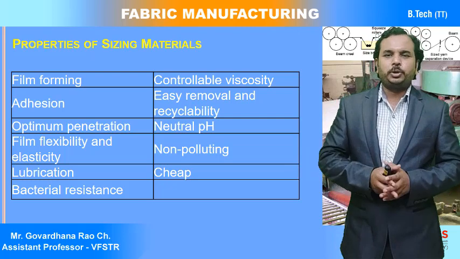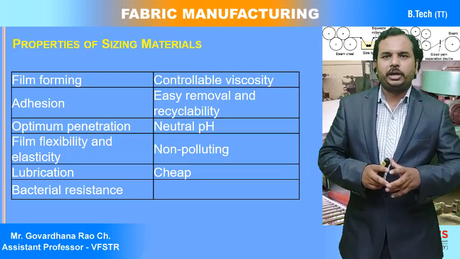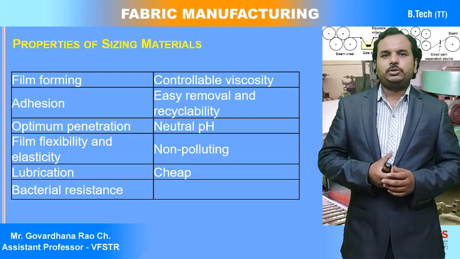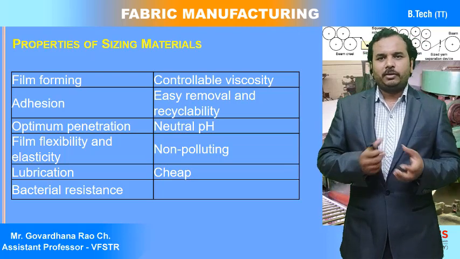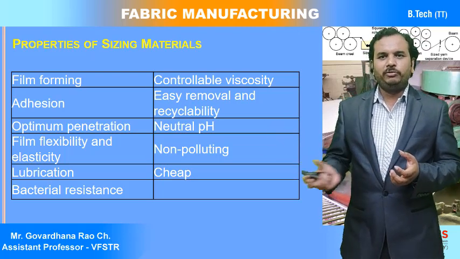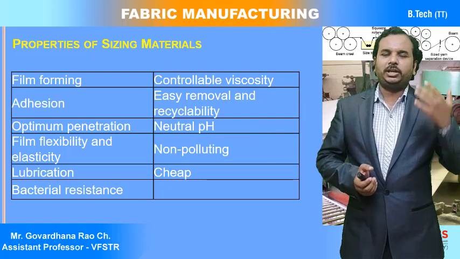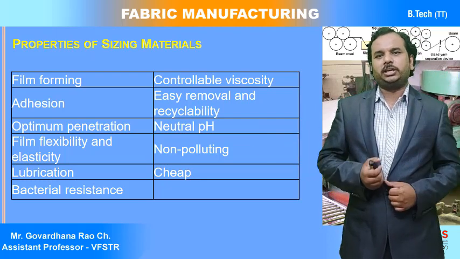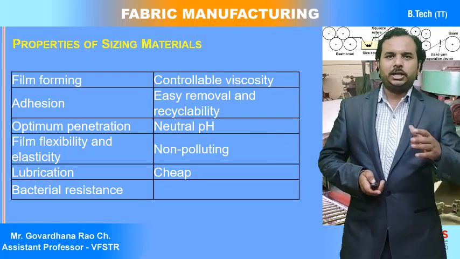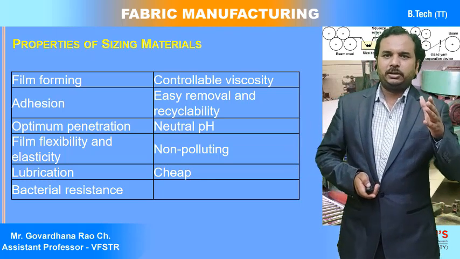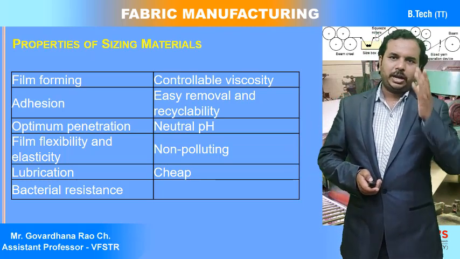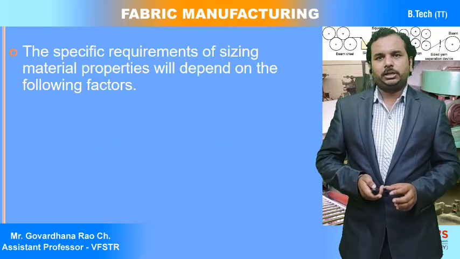And the size paste should be neutral pH and non-pollutant, and it should be cheaper. If it is costlier, then because after the weaving process we are removing it, the fabric cost is going to increase if the size paste cost is increased. So those are the properties. These are a few properties required for the sizing materials.